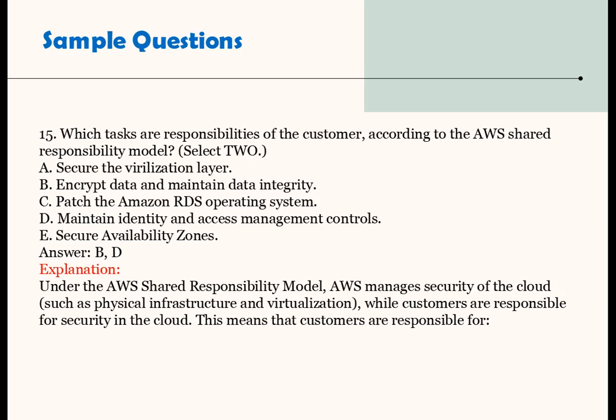15. Which are tasks or responsibilities of the customer, according to the AWS Shared Responsibility Model? Select 2. A. Secure the virtualization layer. B. Encrypt data and maintain data integrity. C. Patch the Amazon RDS operating system. D. Maintain identity and access management controls. E. Secure Availability Zones.